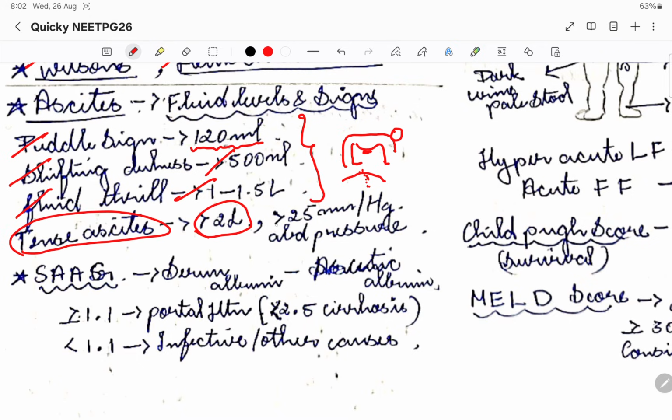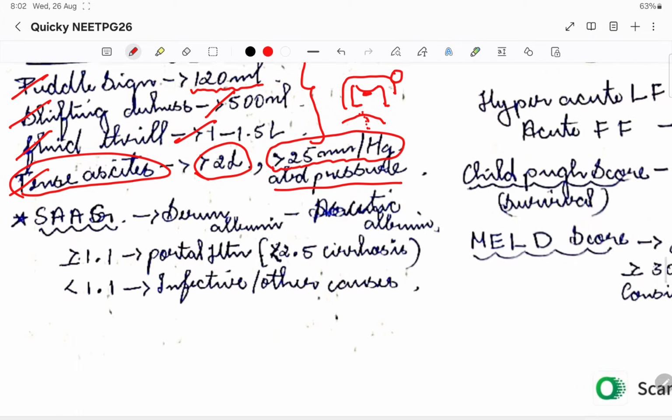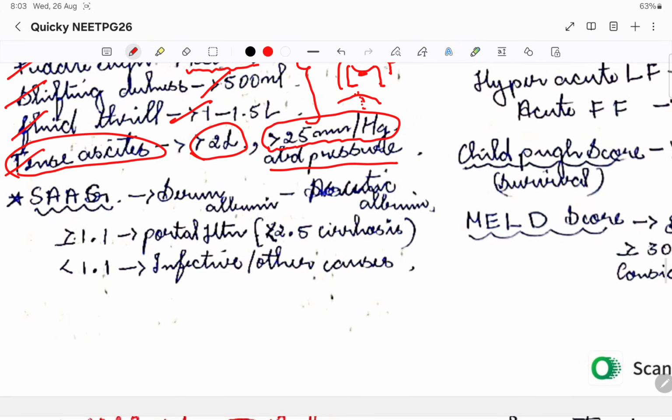If the pressure is more than 25 mmHg, it is also called tense ascites. Then the SAAG is what tells us whether it is exudative or transudative ascites. Remember, in pleural effusion we also discussed the same thing, right? Here it is the gradient that we are taking. Basically SAAG is the serum ascites albumin gradient. So what we'll do is check the serum albumin minus the ascitic albumin.